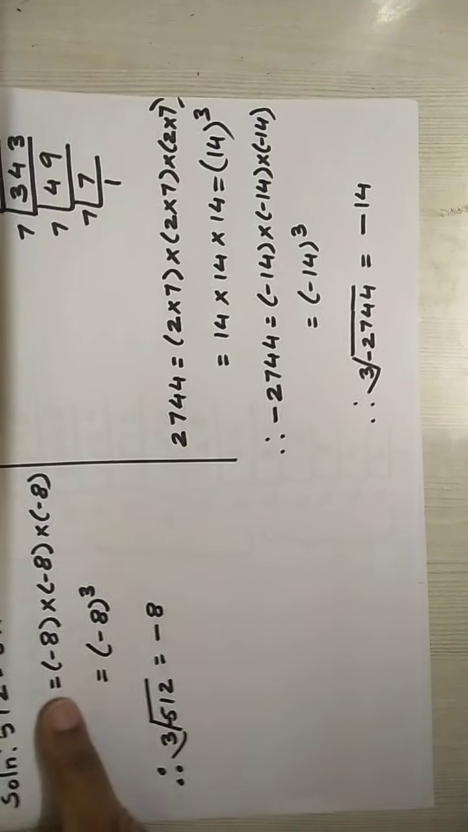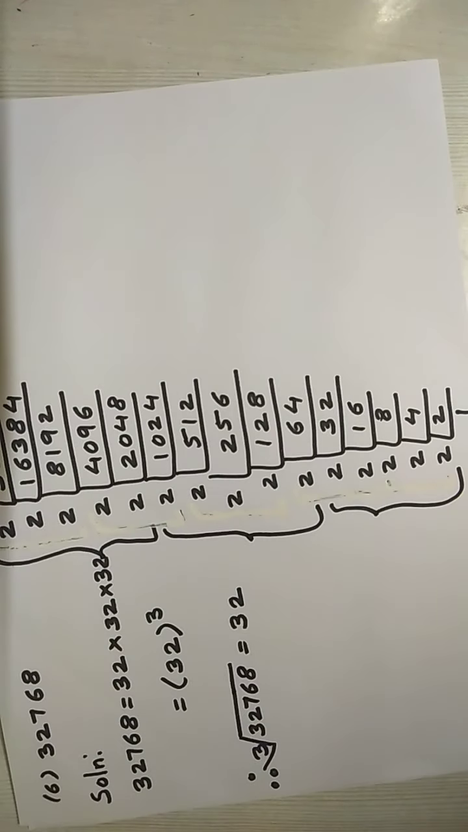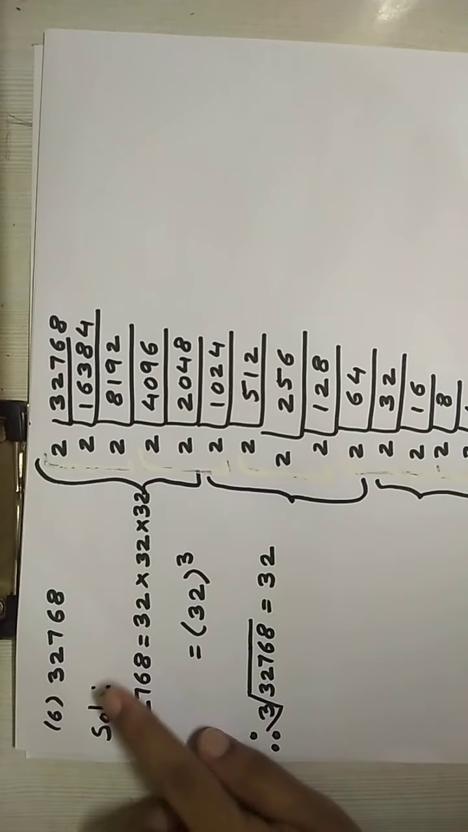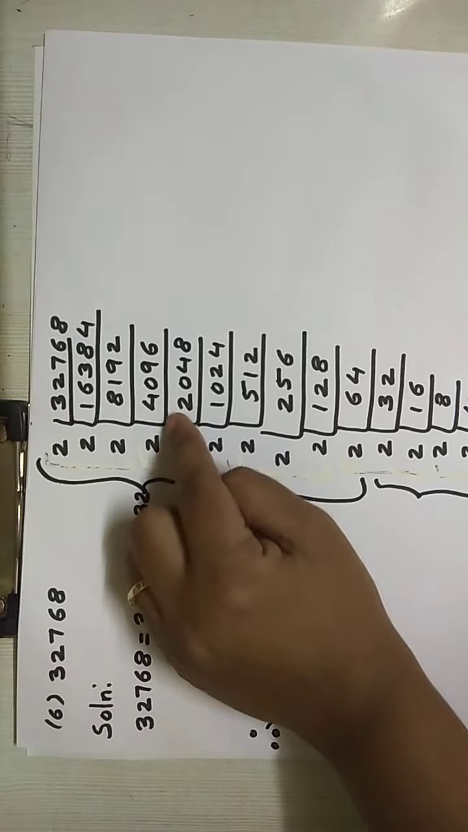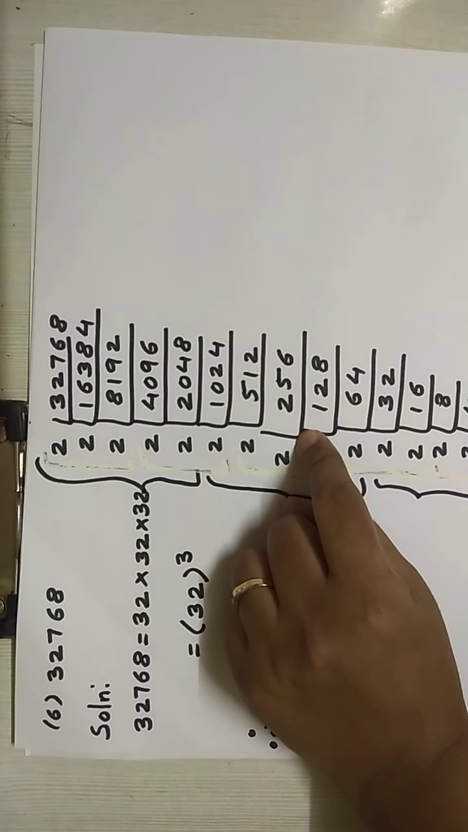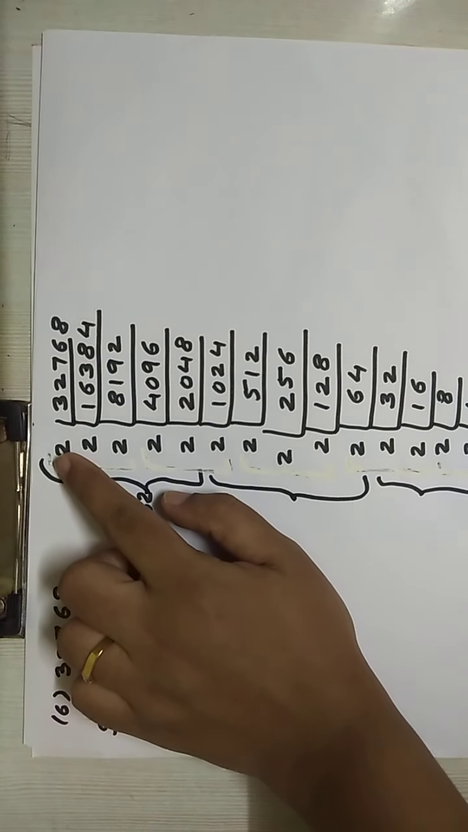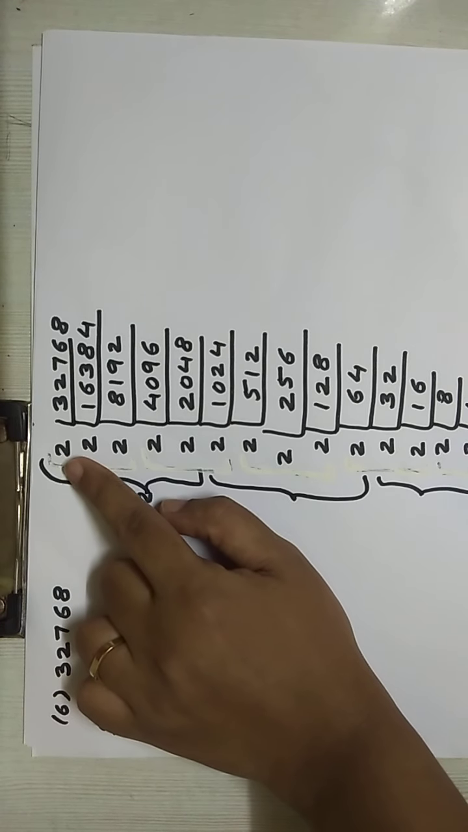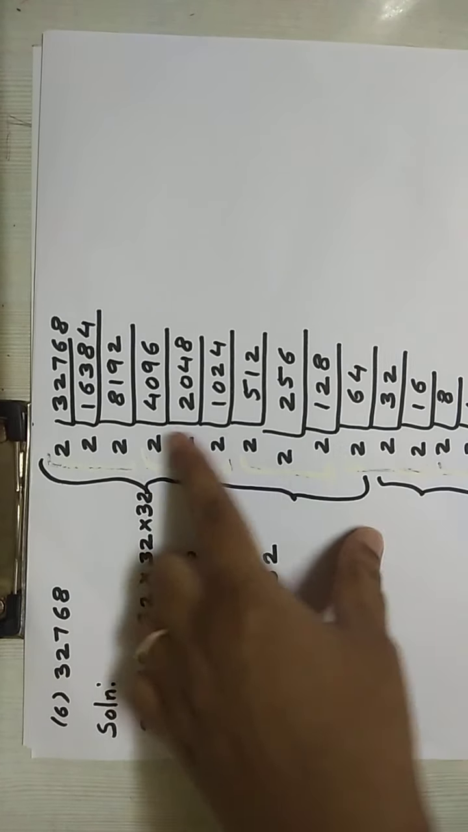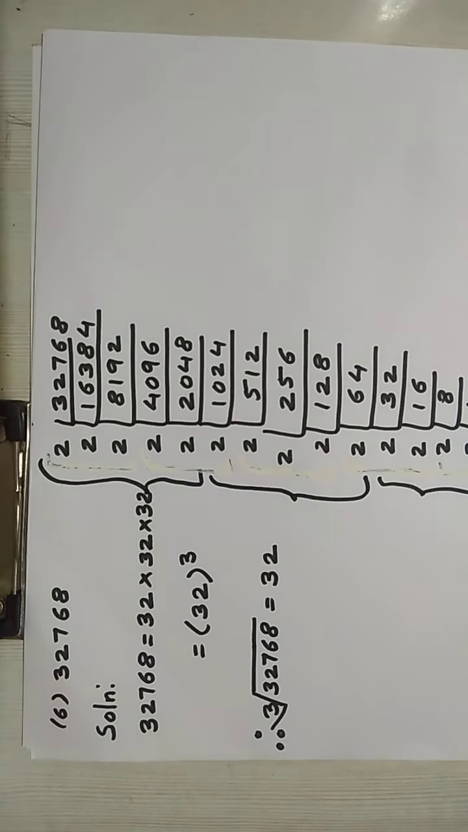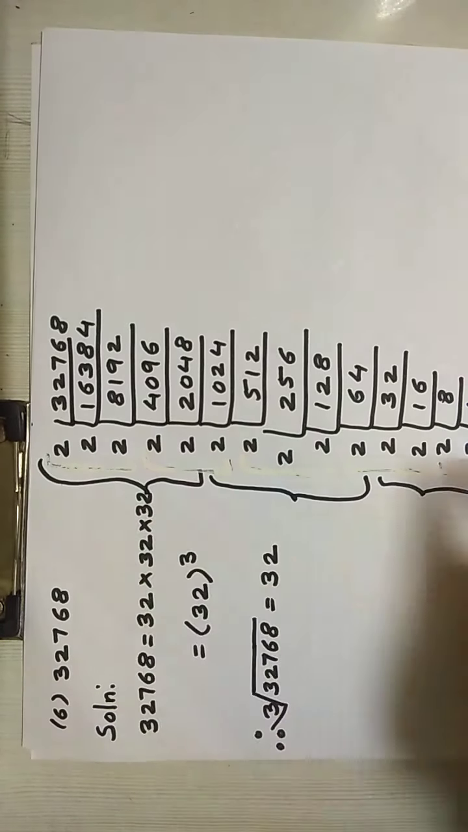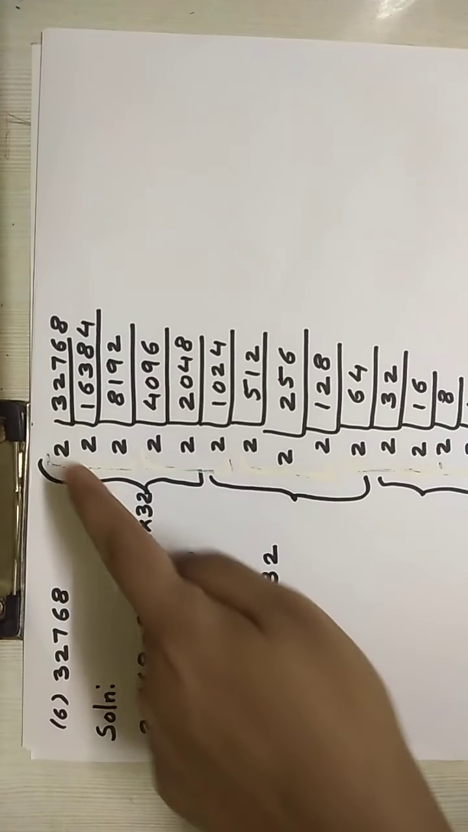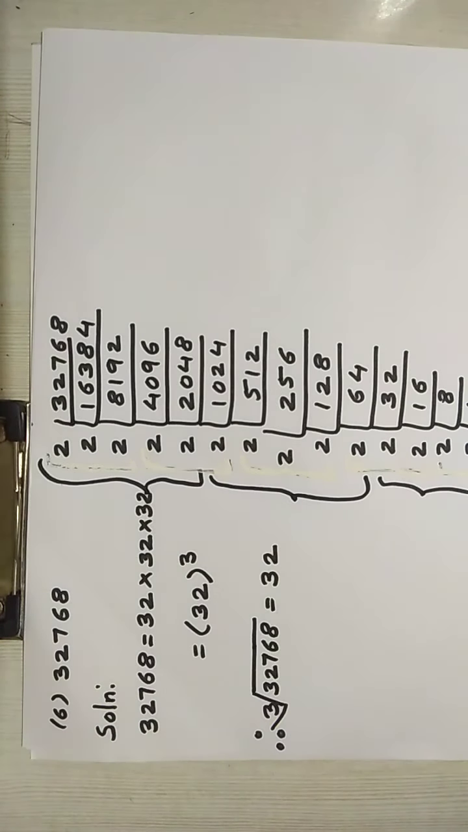Okay. Now in the next sum, that is question number 6, we have 32768. Now it's quite a large number, so we start with the factorization. We usually start prime factorization with 2. 2, 2, 2. Try factorization in your notebook in this manner. Okay, children? Now, when you observe the factorization, you will see you have a total of 15 2s over here.